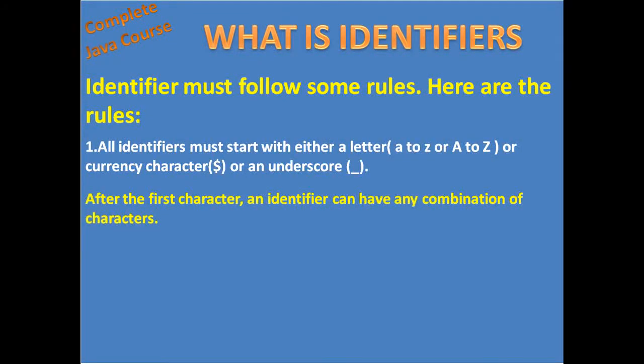Number two rule is after the first character, an identifier can have any combination of characters. Number three, Java keywords cannot be used as an identifier. So what are the Java keywords? We will learn in the upcoming videos. A Java keyword is a reserved word for the Java programming language. So those words we cannot use as an identifier in Java.